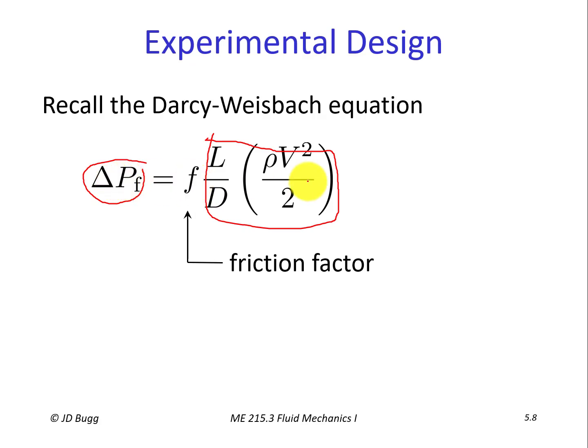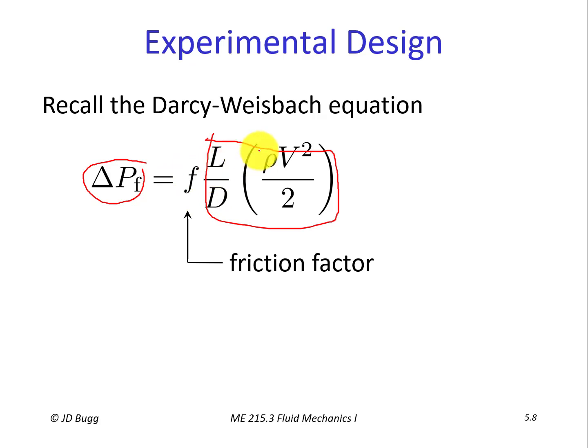And that has the units of pressure, and all of this has the units of pressure, so f is a dimensionless number. And how is it defined? Well, it's defined as delta P due to friction divided by L over D times rho V squared over 2. So it's a particular combination of these parameters that forms a dimensionless number.